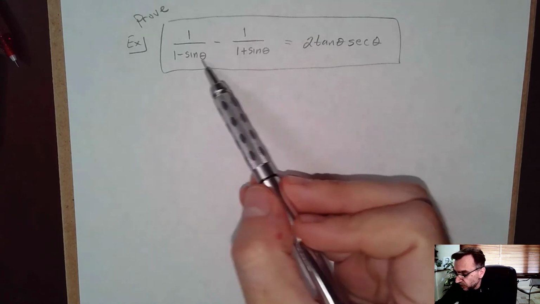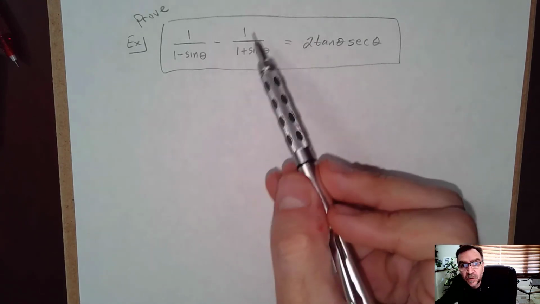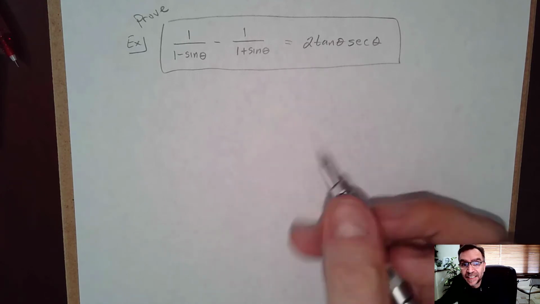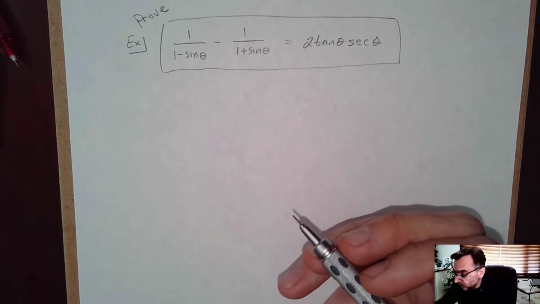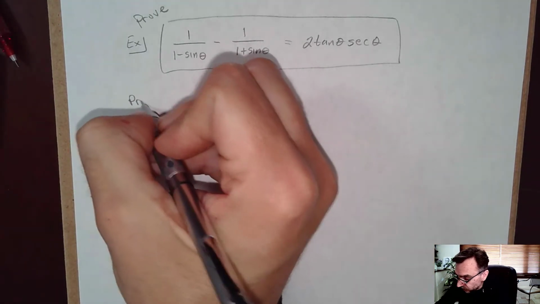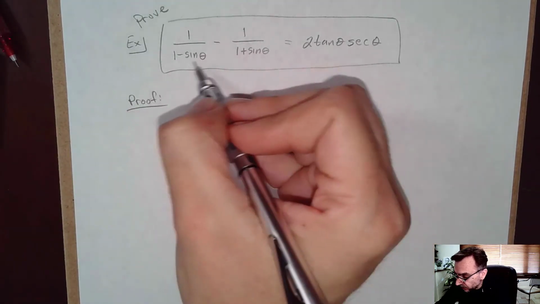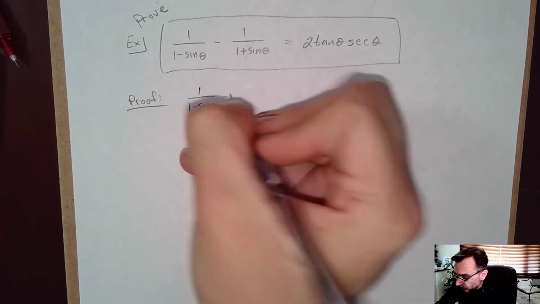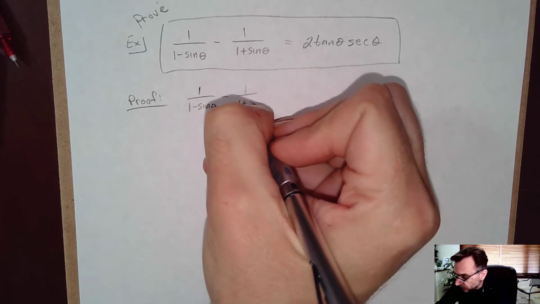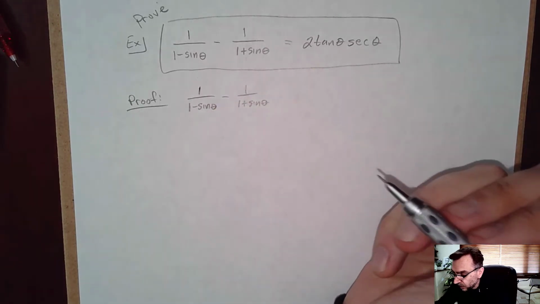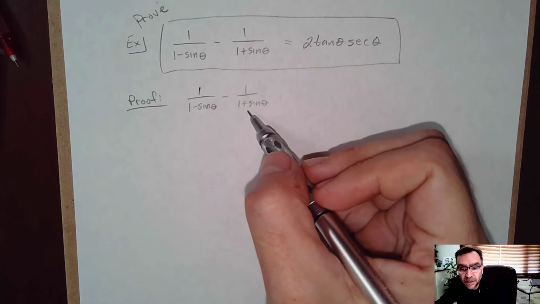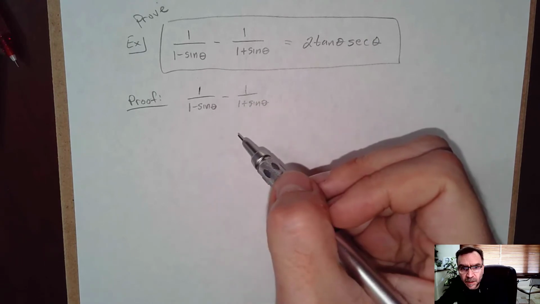Here we have a couple fractions: 1 over 1 minus sine theta minus 1 over 1 plus sine theta equals 2 tangent theta secant theta. Okay, so to make this proof, I'm going to try to start with the left side here, 1 over 1 minus sine theta minus 1 over 1 plus sine theta. Okay, so rewriting that side, what I'm going to do is get a common denominator and see where it takes me.